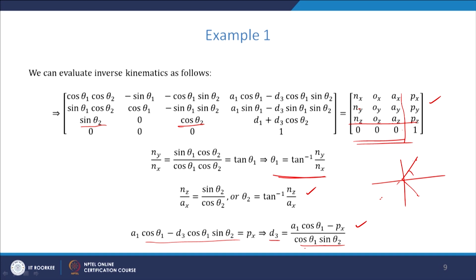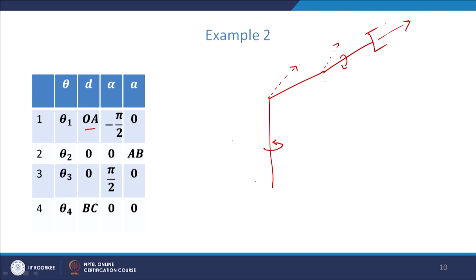So, by making suitable rotation of the actuators using these angles, we will reach the end effector position as given in the T matrix, like this 0T3 expression. So, in this example 2, we will consider a 4 axis robot manipulator which has all 4 revolute joints.